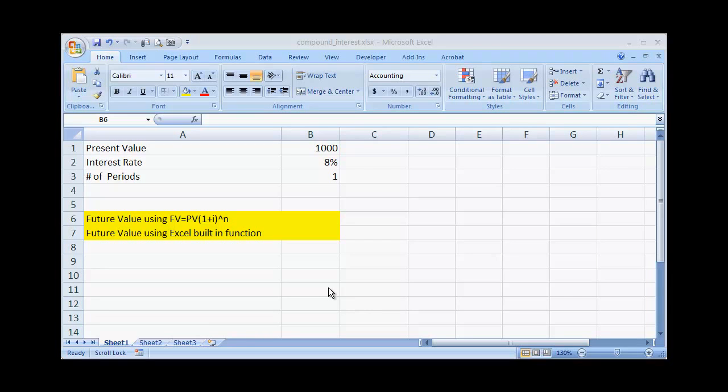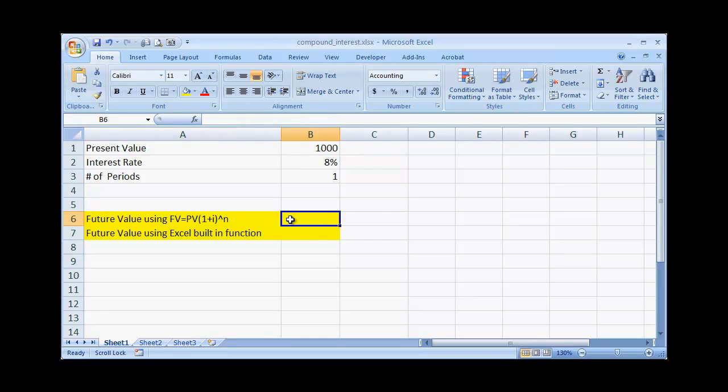So let's go into the calculation of how to do compound interest in Excel. Now, there's actually two ways I'm going to show here. One is just using the plain old formula for compound interest, and basically that's the future value and present value and interest and the number of periods here.